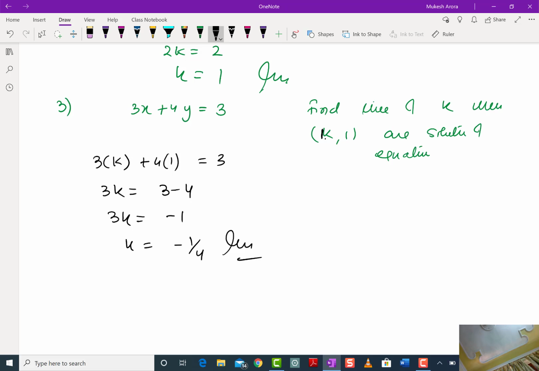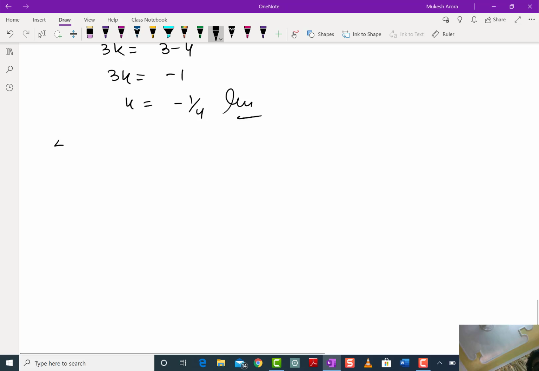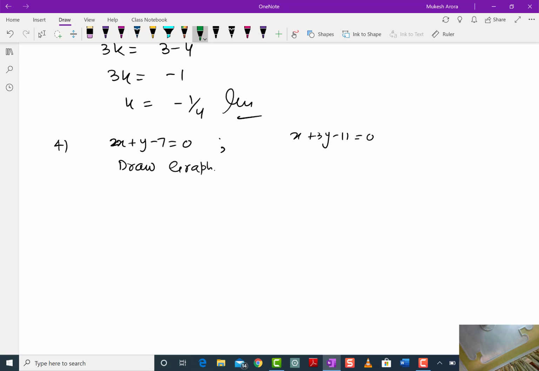Similarly, you can get two equations also sometimes to draw. Like you have the question 2x plus y minus 7 is equal to 0, comma, x plus 3y minus 11 is equal to 0. Draw graph. When you have two equations, that means you have to draw two graphs on a single graph.